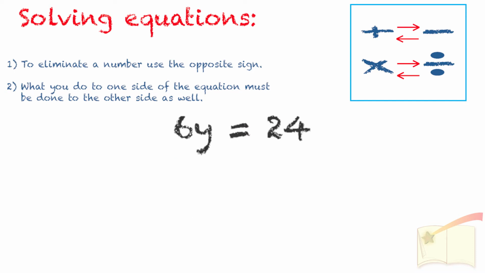Here is an example for you to try yourself. Pause the video. Don't forget that the opposite of multiplication is division. We know that it is multiplication in this case because when you see a number and a letter put together the way 6y is, that means they are both being multiplied by each other. So that's the same as having 6 times y.